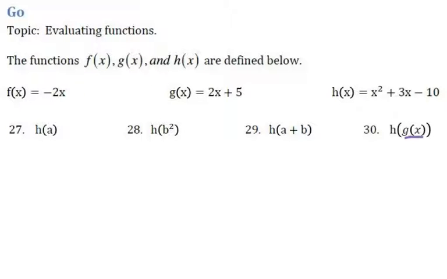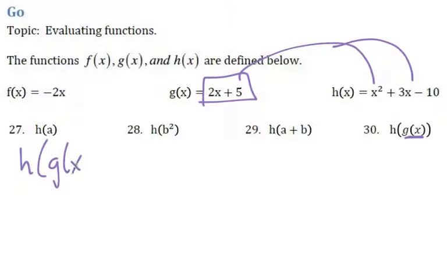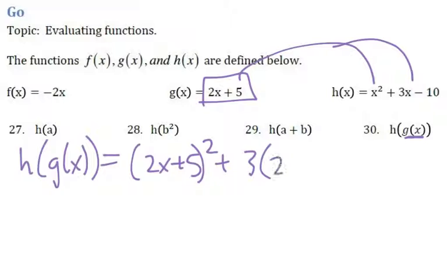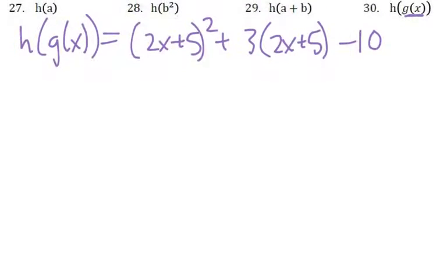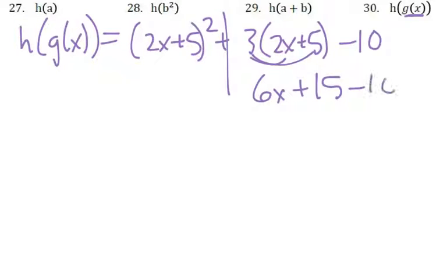We're putting g of x, the whole function, inside the x's for h. So h of g of x equals 2x plus 5 squared plus 3 times 2x plus 5 minus 10. So we have to do some simplifying here. Let's kind of think of it in two different sections for now. 3 times 2x would be 6x, 3 times 5 would be positive 15, minus 10 would get us 6x plus 5, because 15 minus 10 is 5.